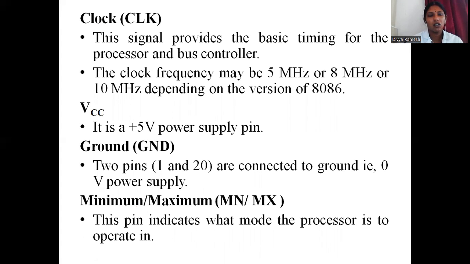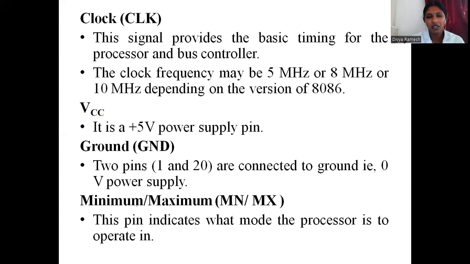Next one is your clock. The clock signal is necessary in order to generate a clock pulse. Whenever this clock pulse is activated, the instruction will be fetched and transferred for further processing. The clock frequency may be either 5 megahertz, 8 megahertz, or 10 megahertz. It depends upon the version of 8086.